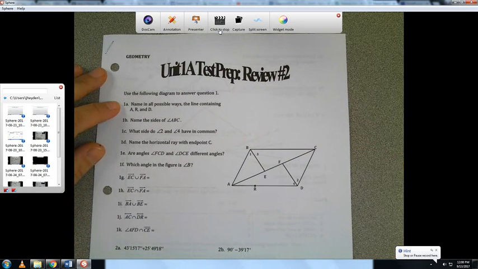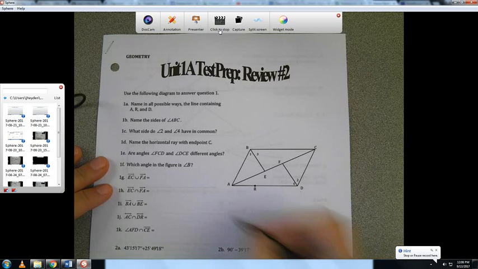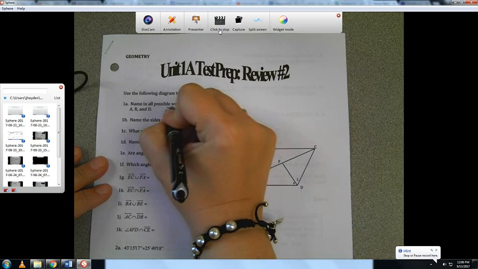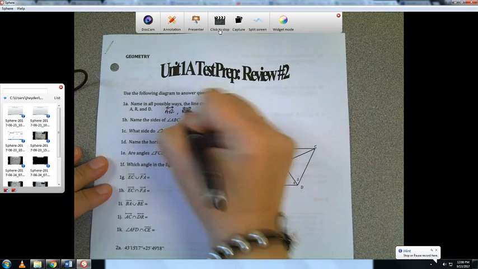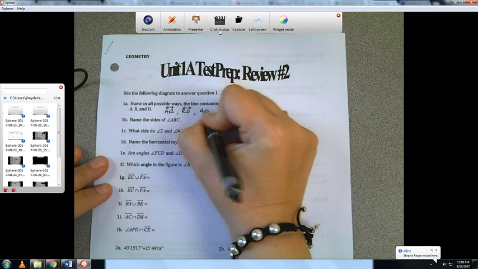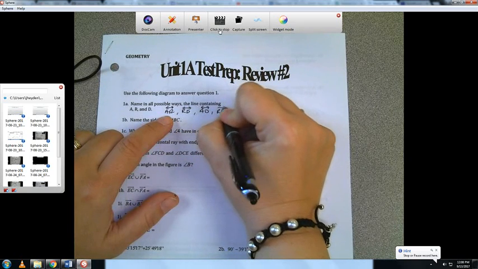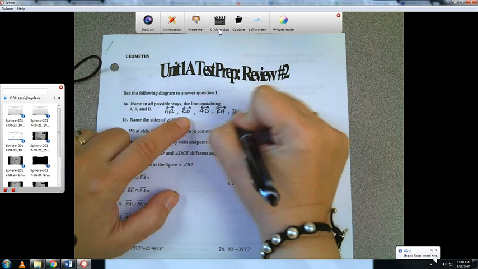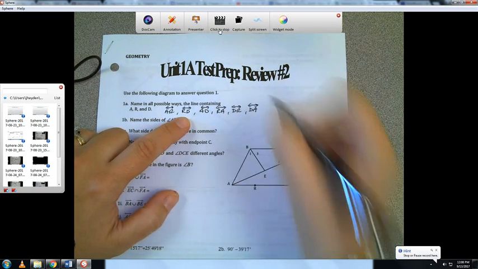1A, name in all possible ways the line containing A, R, and D. So here's A, here's R, here's D. So I can go AR, make sure you have the symbol, RD, AD, and then you just reverse each one. RA, DR, and DA. So you can name that 6 different ways.